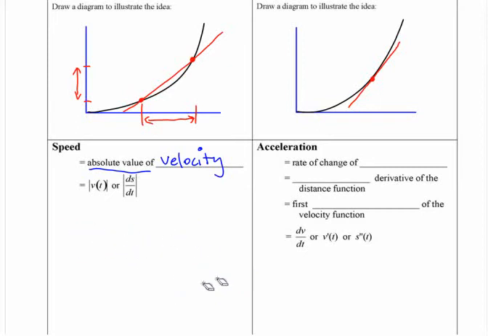You have a speed limit. You don't have a velocity limit, right? If you had a velocity limit of 100 kilometers an hour, then going backwards at 200 kilometers an hour would be okay, right? But officer, I was going the other direction.